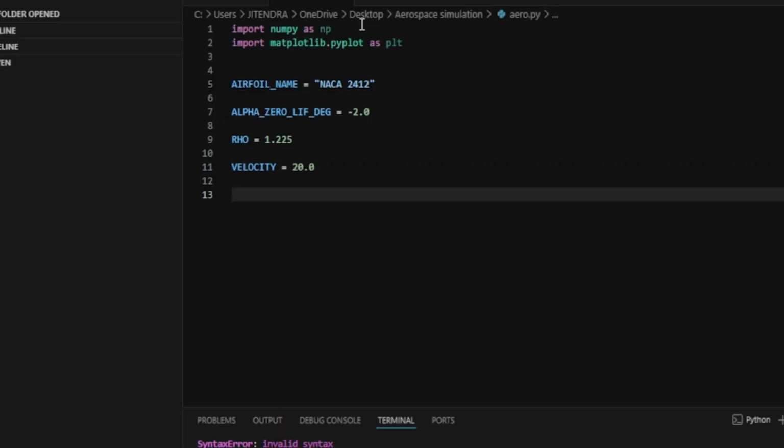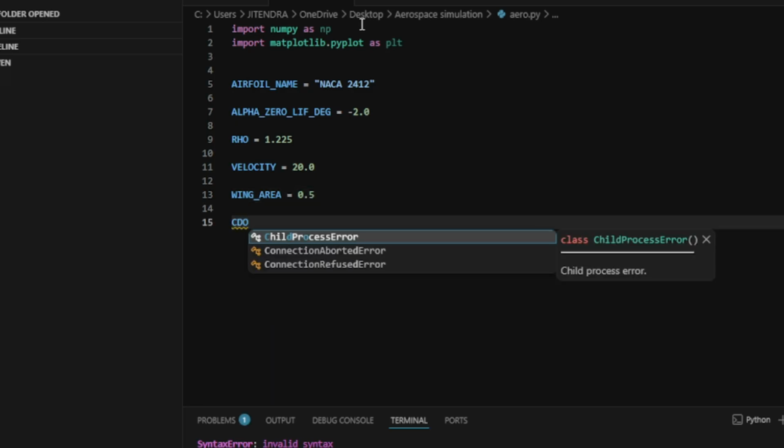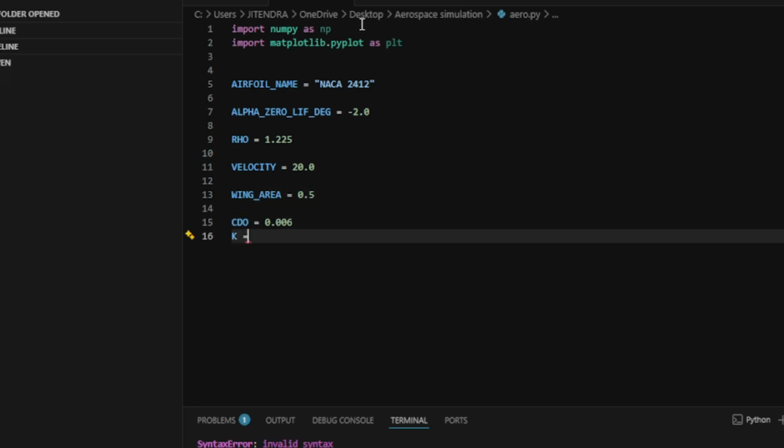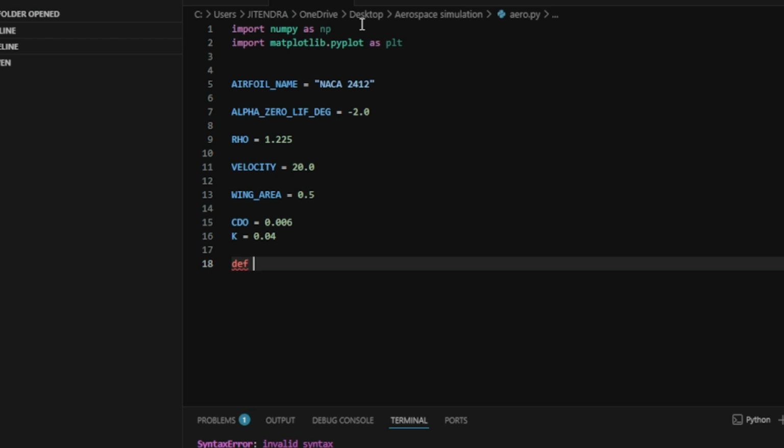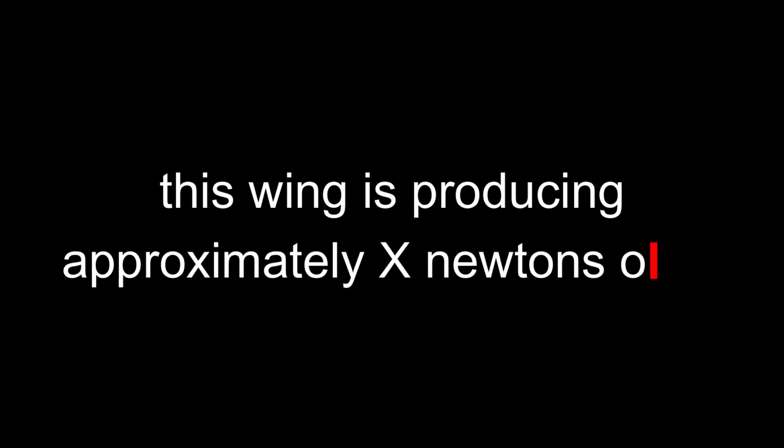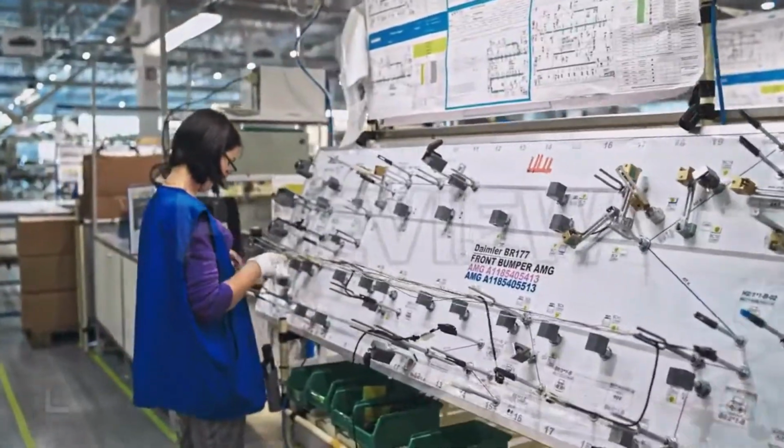So now my program needs 4 things: air density, velocity, wing area, and the lift coefficient I just calculated. I put those in Python, and now instead of saying this airfoil has a CL of 0.55, my program can say this wing is producing approximately X newtons of lift. That's when this started feeling like an actual engineering tool.